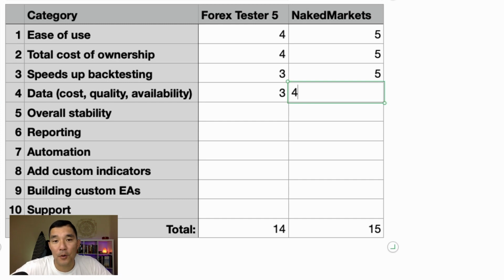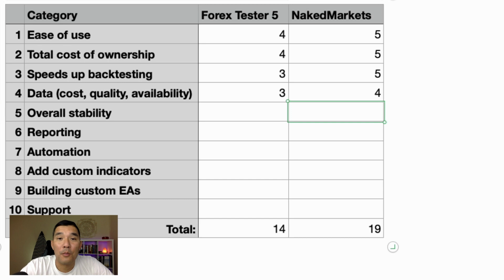Now I'm going to give Naked Markets a 4 on that because you can't import your own data into Naked Markets currently, and you can do that in Forex Tester 5. So that really helps if you can get some outside data sources to backtest with. So I'm assuming that they're probably going to add that later on in Naked Markets. But the data that most traders are going to be using to backtest will be the data that's in the software itself. So I believe that that should be as cheap, high quality, and available as possible. And I think that Naked Markets does a good job of covering most of the markets. So does Forex Tester 5, but I think both software packages could have a few more markets available.